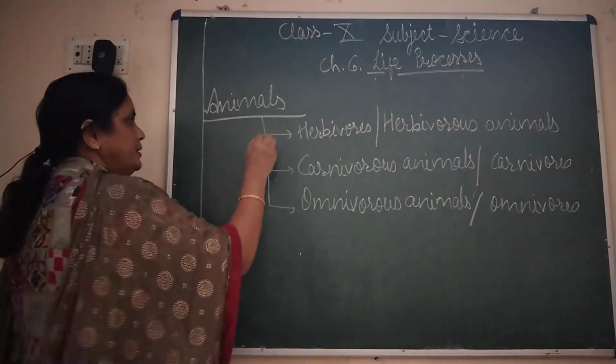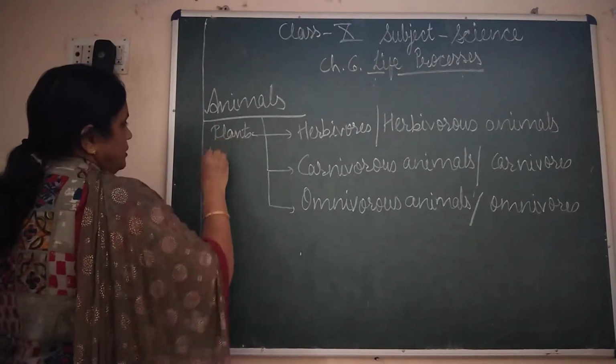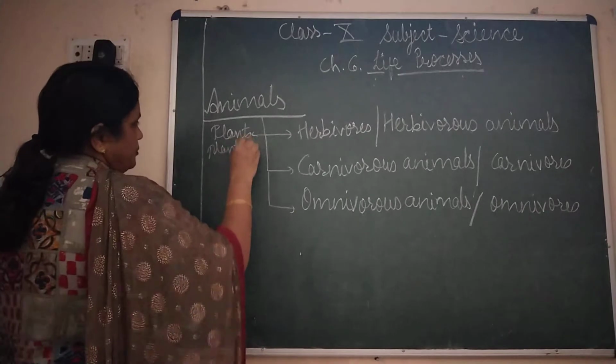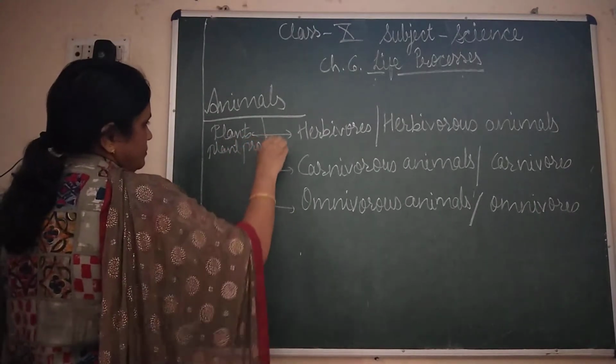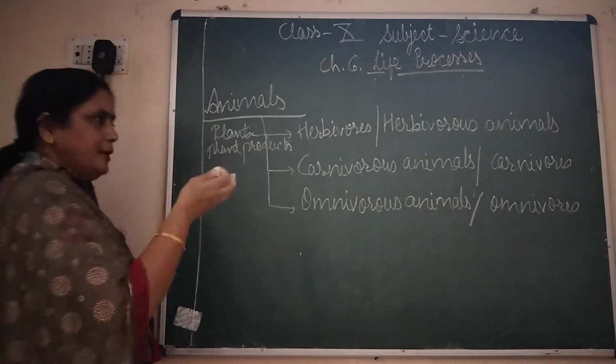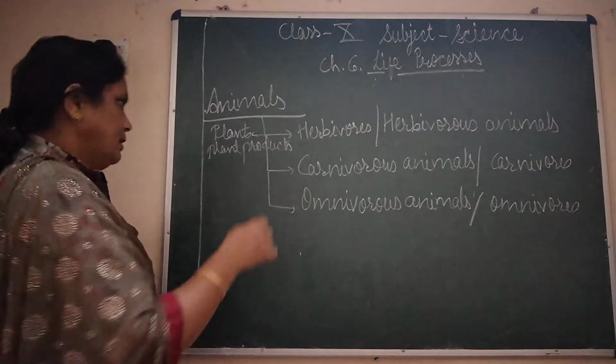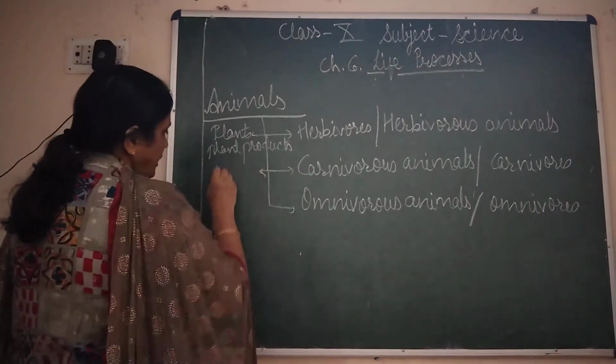Herbivorous animals take plants and plant products as their food. So they depend on plants for their food directly. Carnivorous animals depend on other animals.